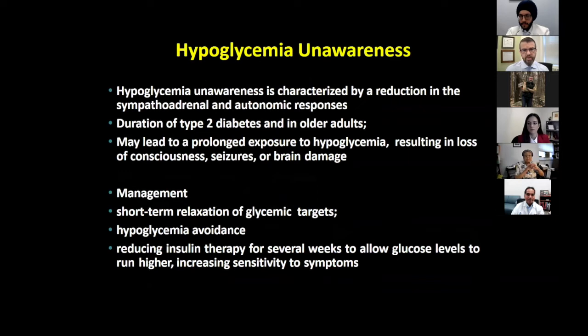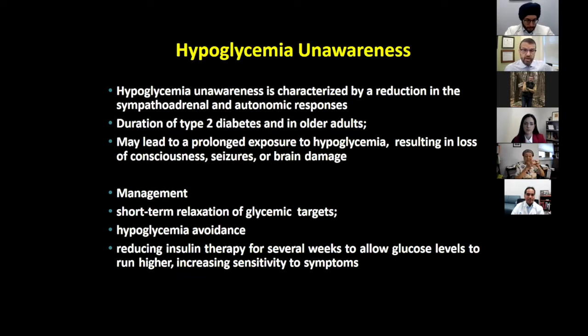A little about this patient's hypo-unawareness as well. So we know that he was not perceiving those symptoms, and this tends to occur more in type 1, specifically, but we have it in type 2 diabetes. It's dependent upon the duration of type 2 diabetes and also in the more elderly patient as well. And the real concern with this is that if someone has this, it's going to potentially lead to an extremely severe episode, which could result in loss of consciousness, brain damage, seizures, etc.